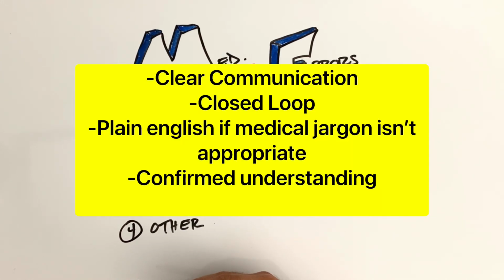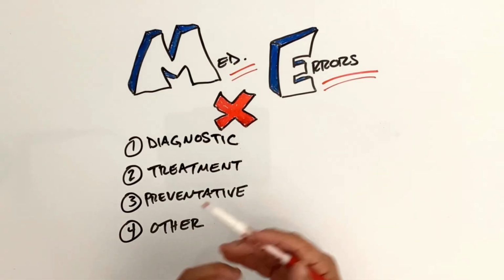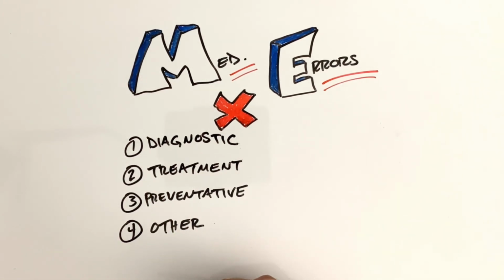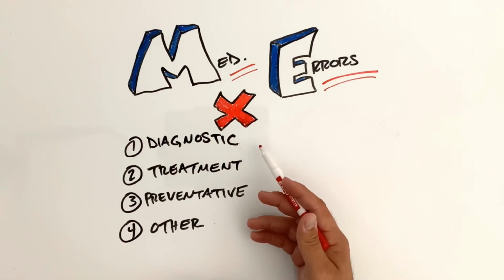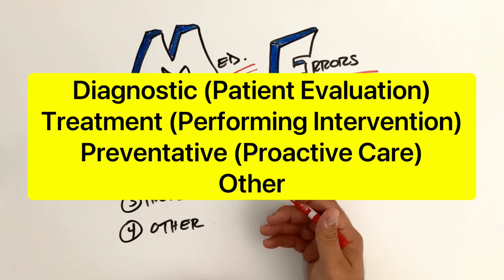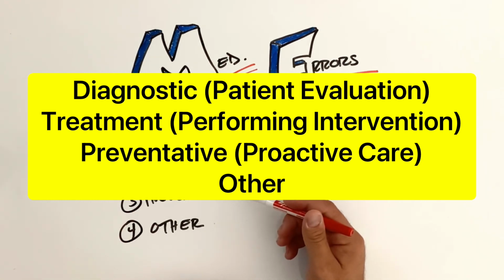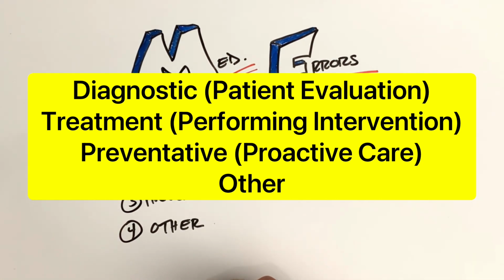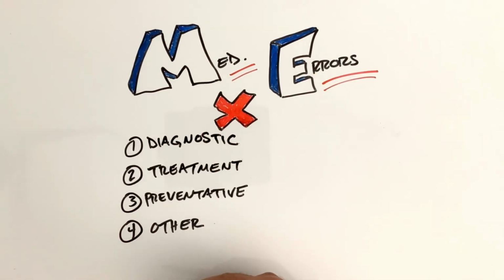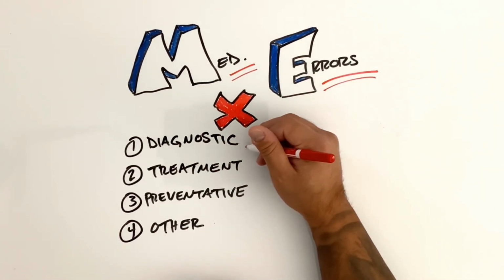So always remember good communication, closed loop communication, plain English, math, treatment modalities, everything should be on point. So let's break down the top four categories. It's diagnostic. That's where we're evaluating our patient, doing our testing. The treatment of our patient, after we've figured out what we need to do, how we're going to perform a treatment for our patient. Preventative, what we can do preventatively to not make our patients worse, and then a generalized subject of other. So let's get right into diagnostic.